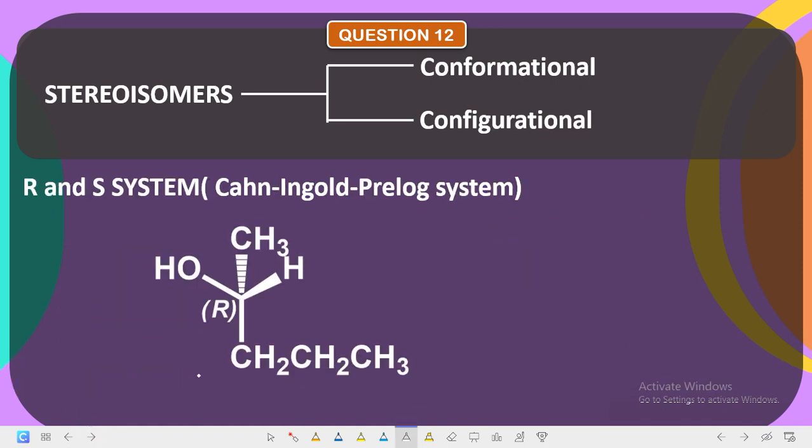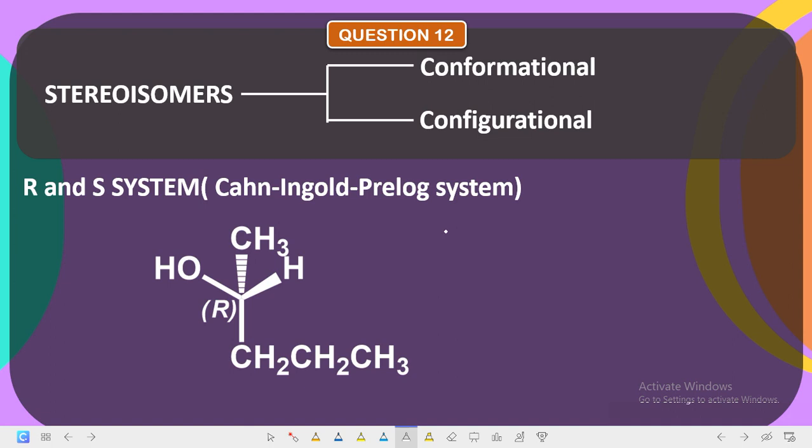Now let's look at the next one. The next one is R and S configuration. R and S configuration. Now the R and S configuration was actually initiated by people called Cahn, Ingold, and Prelog. The Cahn-Ingold-Prelog R and S system. They are different people. Are we getting it? Christopher, then one other name like that. Okay, now what is the major postulate of the Cahn-Ingold-Prelog theory?